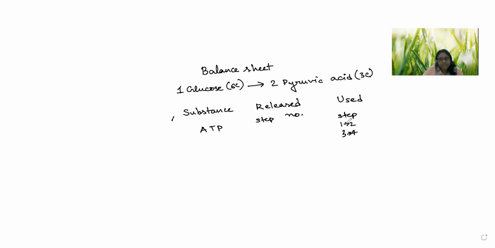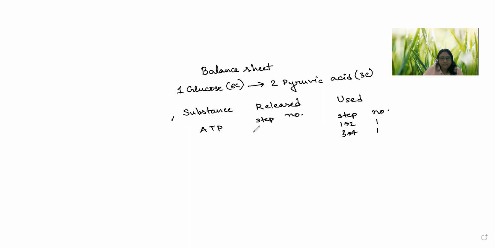If you can see, first glucose to glucose phosphate, 1 ATP is used. Then glucose 6 phosphate to fructose 6 phosphate, that is step number 2 to 3, nothing is used. Then fructose 6 phosphate to fructose 1,6 diphosphate, the second ATP is used. Isn't it? Yes, ma'am. So 1 plus 1.